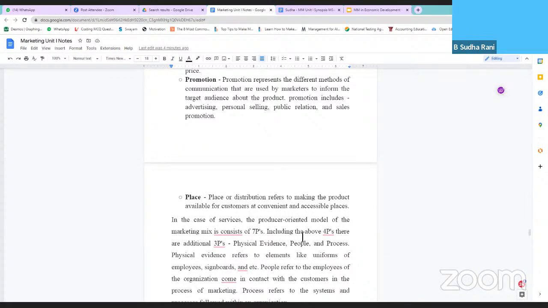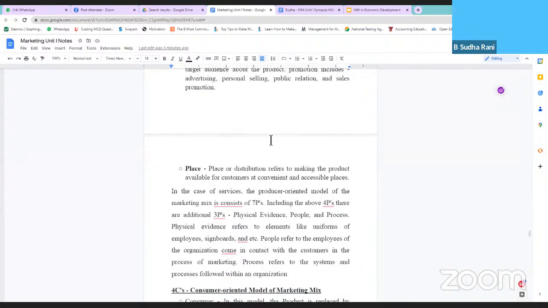In this process of communicating to the consumer about the availability of the product, the marketer uses various promotional tools. Those promotional tools are advertising, personal selling, public relations, and sales promotion. These are the various tools that he uses. About these, we'll continue in detail in our next blocks.